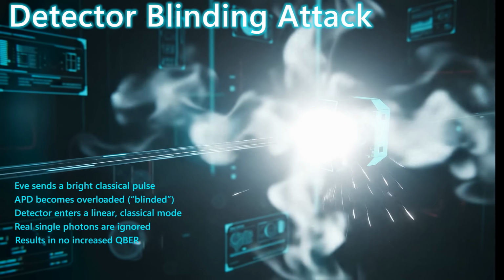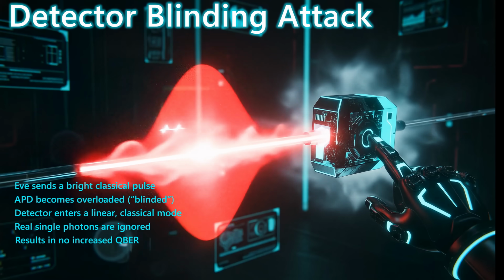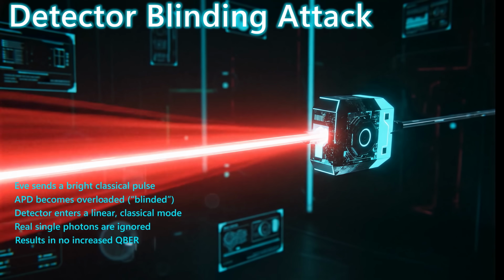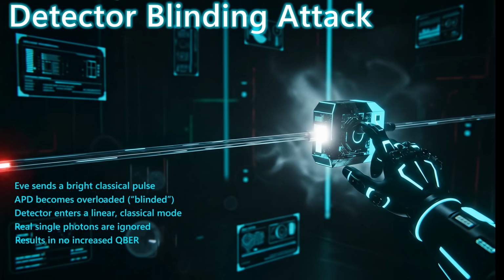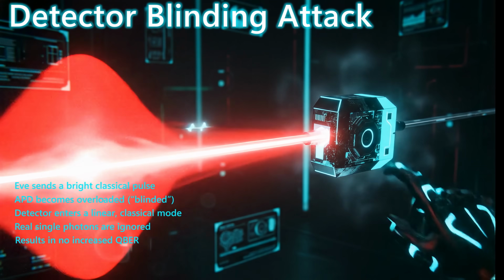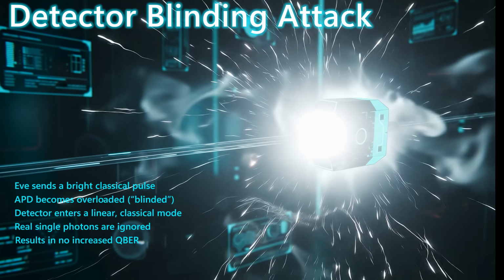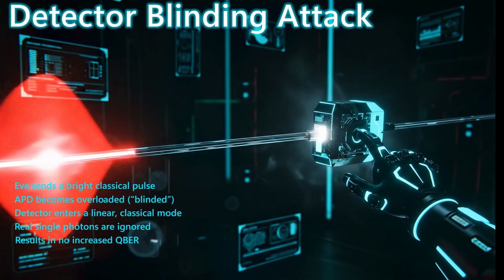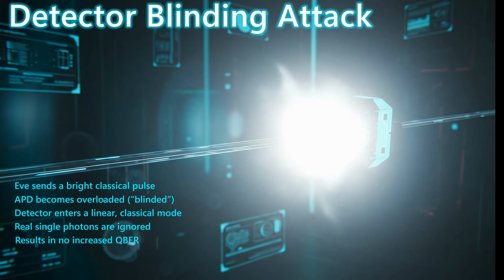First, Eve sends a bright classical laser pulse into the quantum channel, far stronger than any single photon. This overwhelms Bob's avalanche photodiode. Second, the APD becomes overloaded and drops out of its sensitive Geiger mode. Instead of detecting individual photons, it enters a completely blinded state.